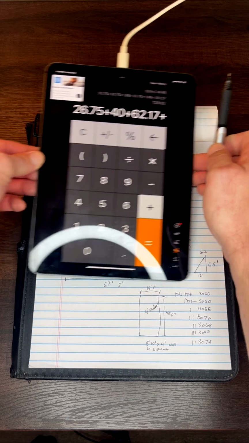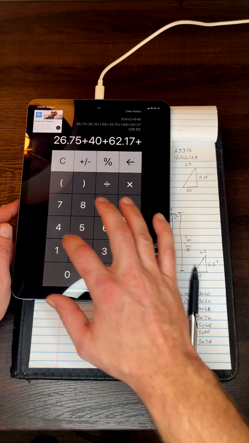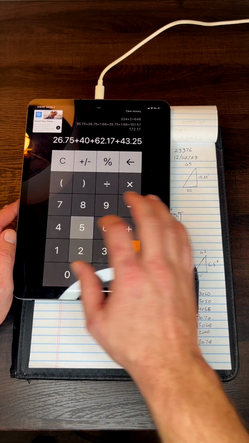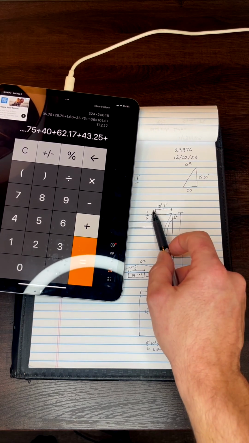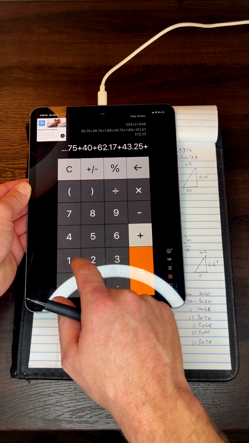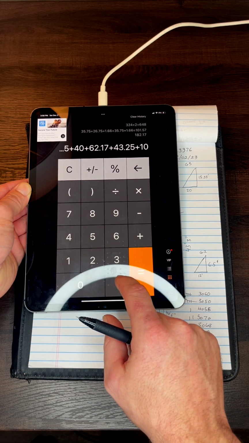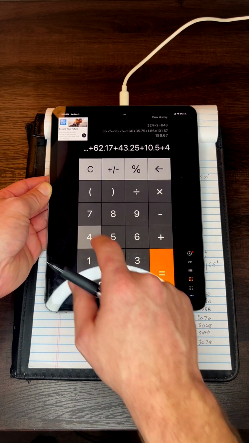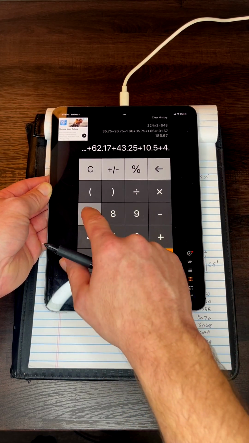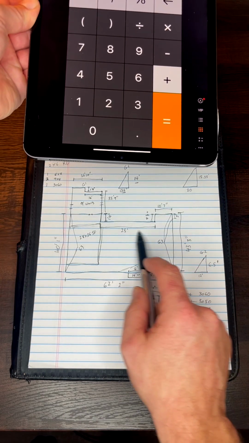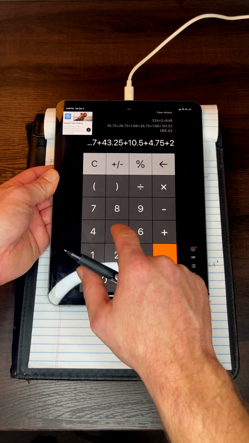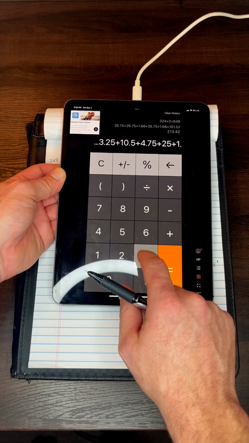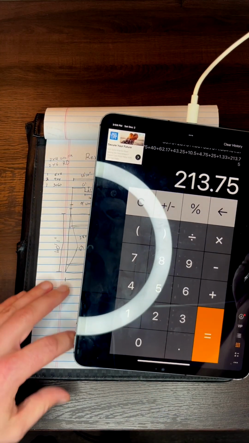Plus 43 foot, 3 inches. Plus 10 foot, 7 inches. Plus 4 foot 9. Plus 25 foot. Plus 1 foot 4. 213.75.